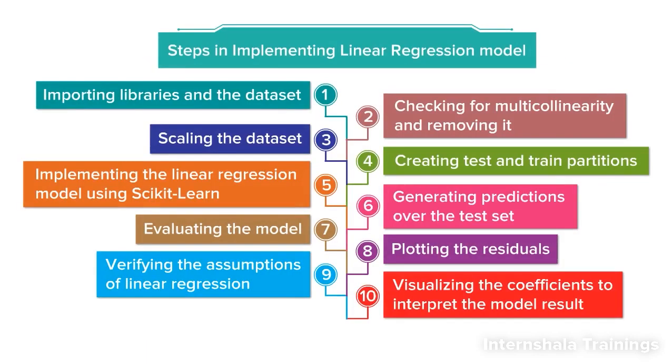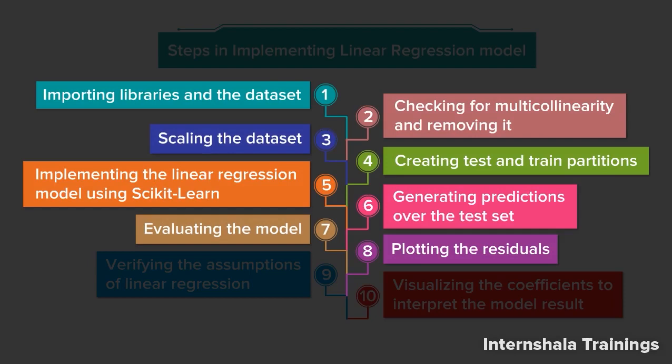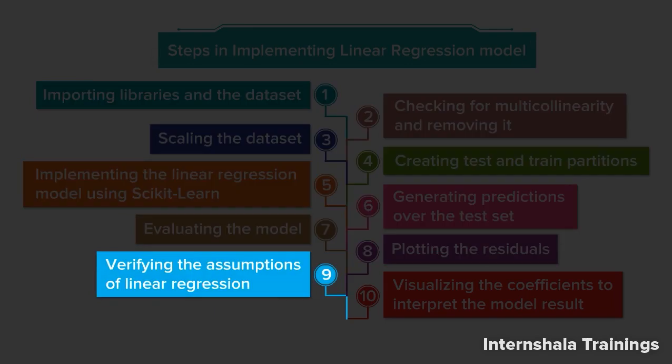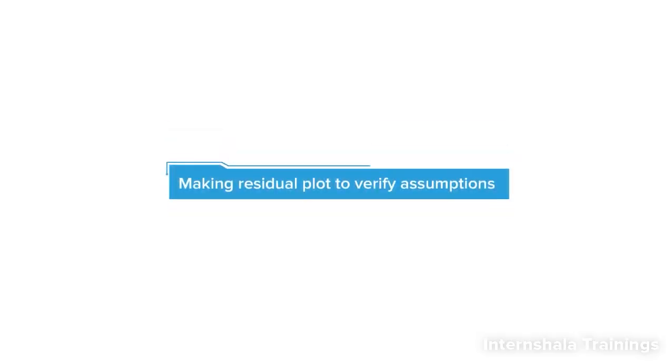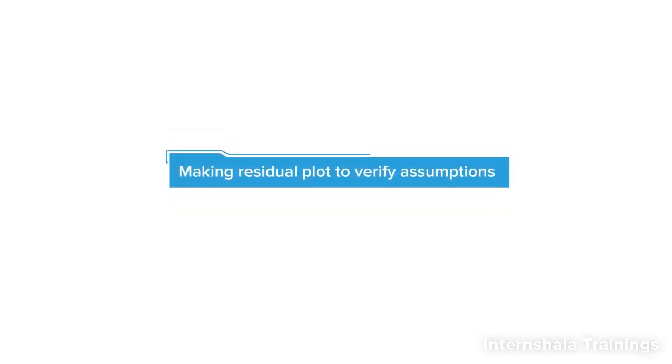So far, we have performed the first 8 steps of implementing linear regression, and now is the time to move forward to our 9th step, that is, verifying the assumptions of linear regression. As we know, most of these assumptions require making the residual plot. So let's prepare for that.